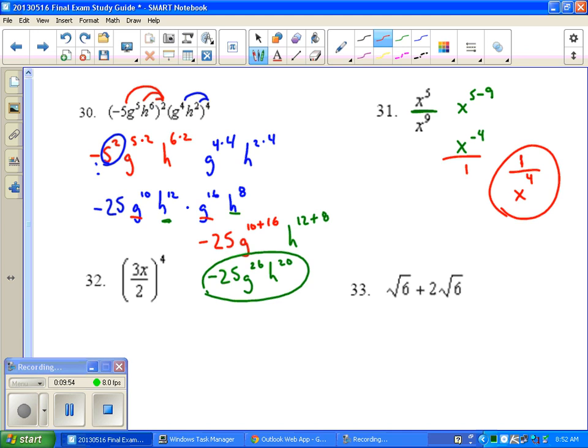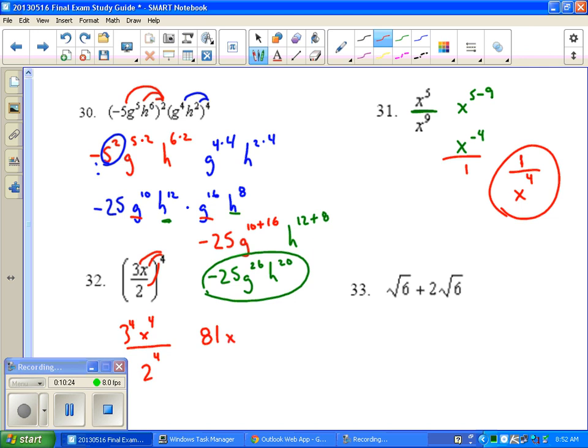Number 32 says 3x over 2 to the fourth power. Everything needs to get the fourth power. So 3 needs to get the fourth power. X to the first power needs to get the fourth power. And 2 needs to get the fourth power. So 3 times itself 4 times. 3 times 3 is 9, times 3 is 27, times 3 is 81.